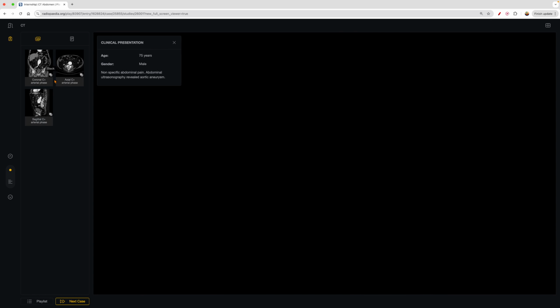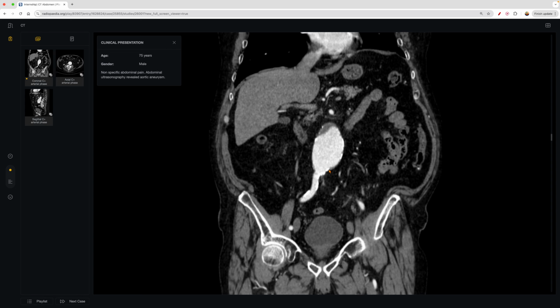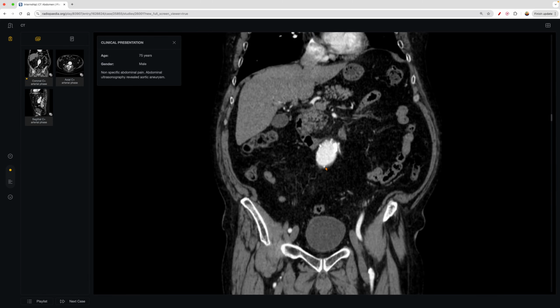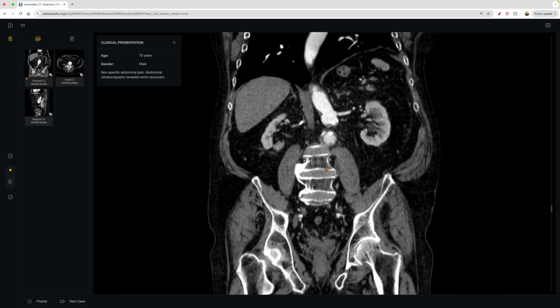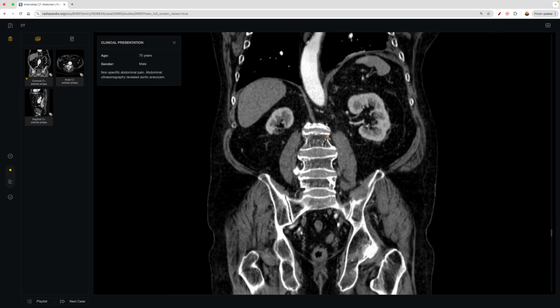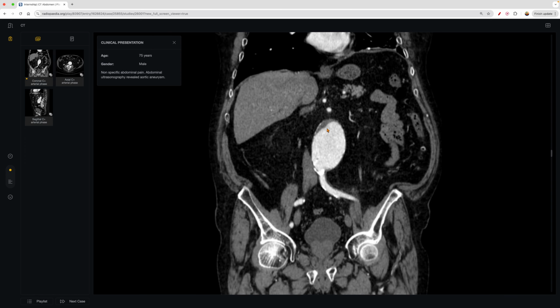Alrighty, so now we have another patient here. So this patient is a 75-year-old male, non-specific abdominal pain, abdominal ultrasound revealed aortic aneurysm. And certainly here it is, right? So we can see the aneurysm. We can see there was contrast given, and it allows you to really appreciate the abdominal aortic aneurysm here. As we go more inferiorly, we can see here our nice aneurysm.